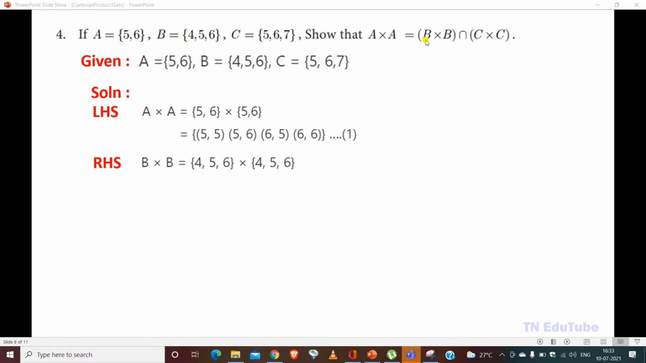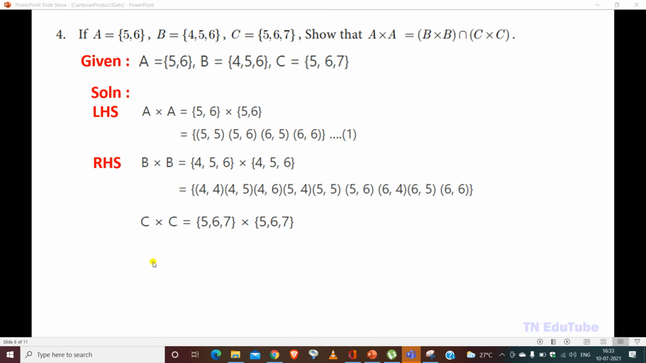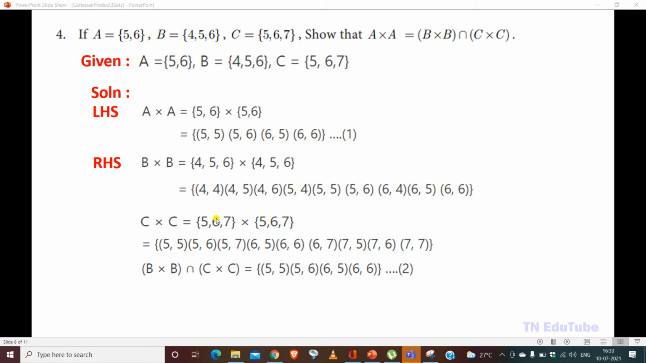Then for the right hand side, you find out B cross B first. So you write the set B 2 times and find the ordered pairs: (4,4), (4,5), (4,6), (5,4), (5,5) and (5,6), and so on. And also, another bracket is there, C cross C. So you write that next. The C set is {5, 6, 7}. Write it 2 times and find the ordered pairs: (5,5), (5,6), (5,7), (6,5), (6,6), (6,7), then (7,5), (7,6) and (7,7).